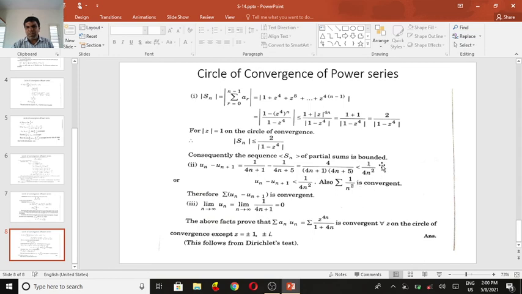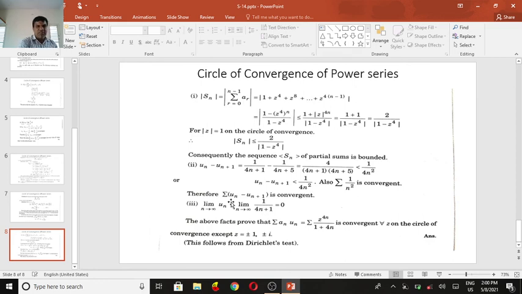So 1 by n square is convergent. So I write un minus un plus 1 is less than 1 by 4n square. Also summation 1 by n square is convergent, and multiplying by 4 times 1 by n square is also convergent. Therefore summation un minus un plus 1 is convergent, by using comparison.